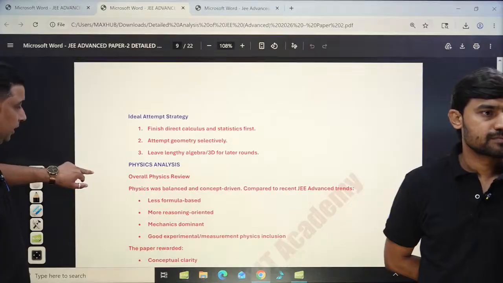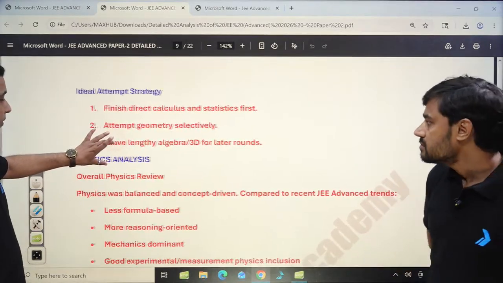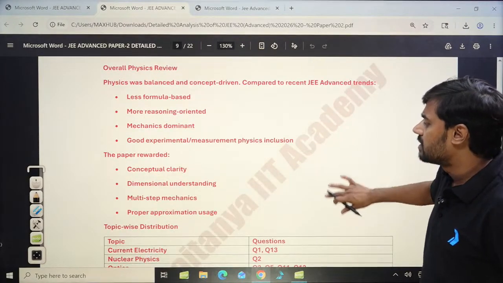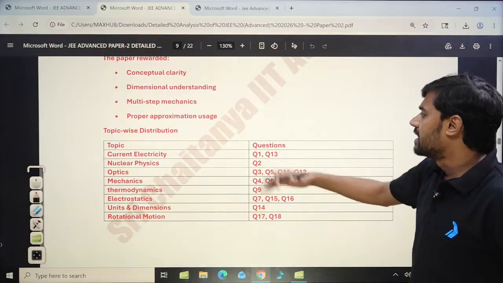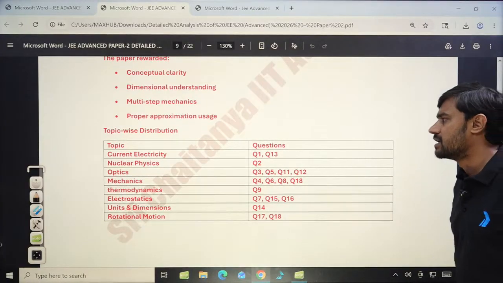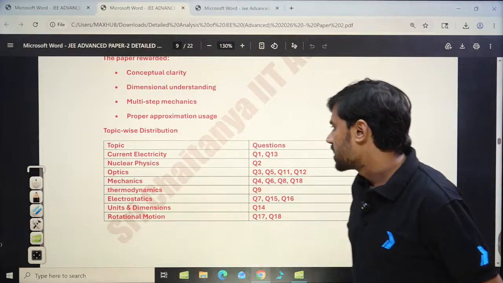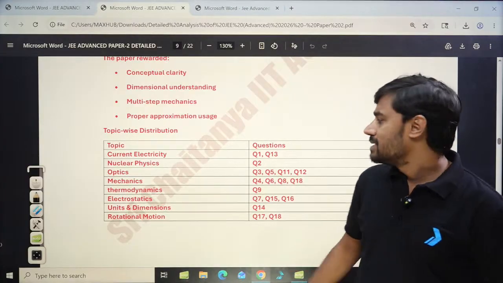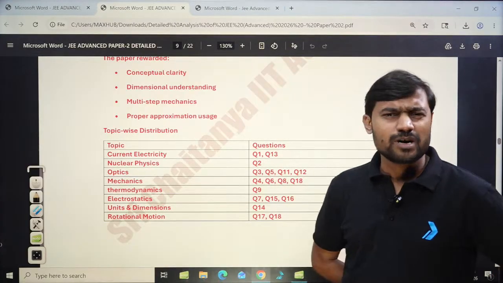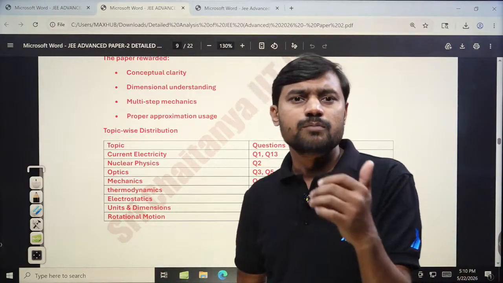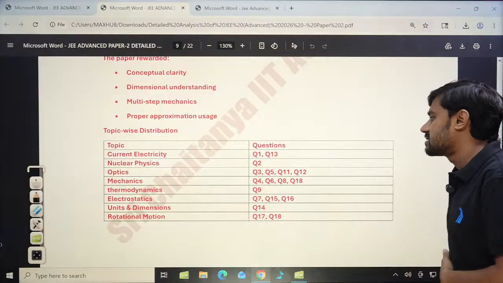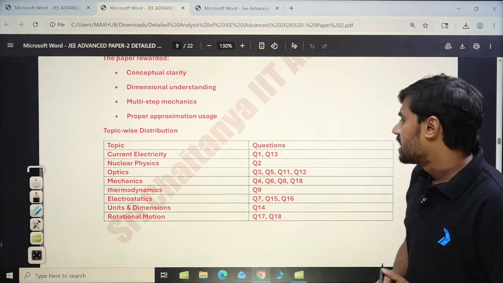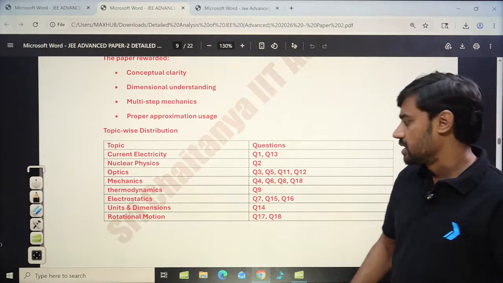Yes. Now it's about the physics analysis, sir. Please discuss the physics. Physics questions were a little bit on the tougher side, right? Current electricity content 2 questions, 1 and 13. Nuclear physics content 2 questions, and there were 4 questions from optics: 3, 5, 11, and 12. In the optics questions, 1 question was easy, but the remaining were moderate to tougher side, right? Thermodynamics contains 4 questions, electrostatics has 1 question, unidimensional and rotational motion contain 2 questions in paper 2 also, right?